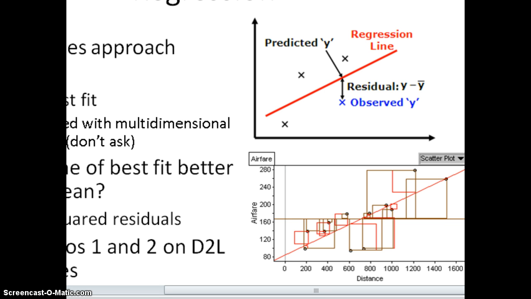When there's no relationship between x and y, the sum of squared residuals is approximately the same for both the mean and the regression line. In other words, the regression line approximates the mean when there's no relationship.